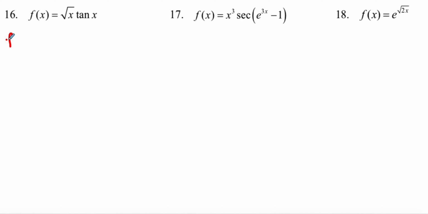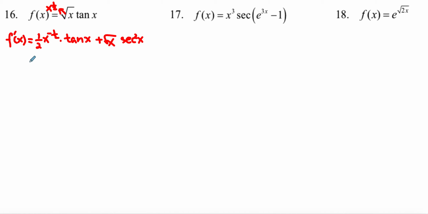Then f prime of x, taking the derivative of square root of x, consider square root of x as x to the 1/2 power. That means we get 1/2 x to the negative 1/2, and then multiply that by tangent of x, plus square root of x times the derivative of tangent, which is secant squared x.